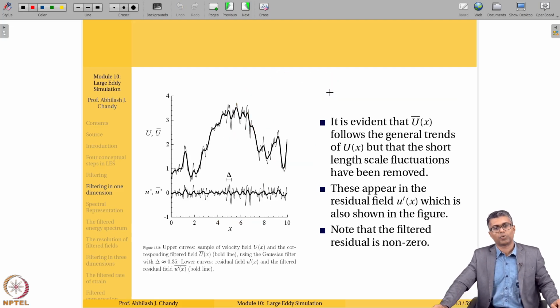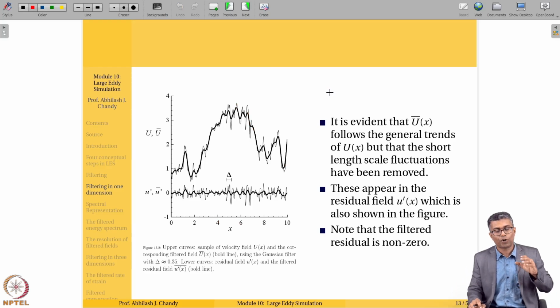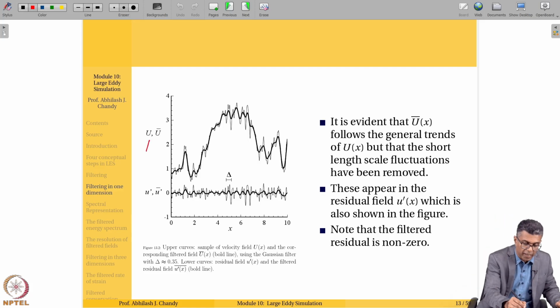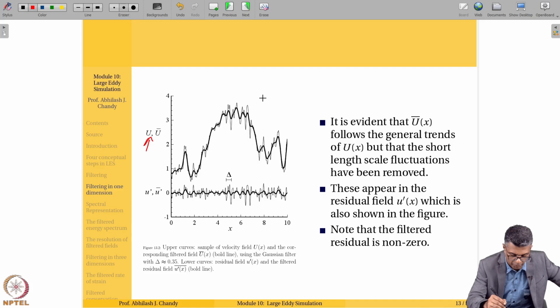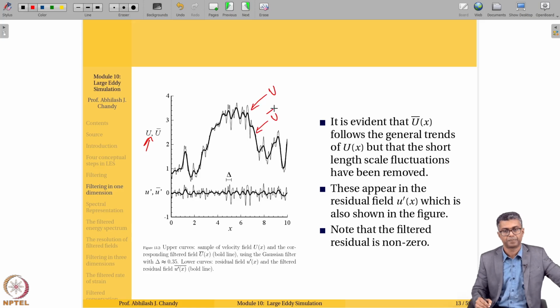Alright, so now what is shown here in this plot is interesting, right? You have your 3D quote unquote random variable u, okay? So that is your unfiltered velocity field of one realization of turbulent flow. That is what is shown there, which is the thin solid line on top. That is your u.